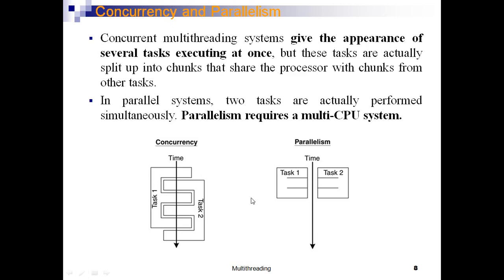But in the case of parallelism, task 1 doesn't have anything to do with task 2. So they will execute parallelly with respect to time. For parallelism, you need to have a multi-CPU system. But in the case of concurrency, on a single CPU also you can achieve a concurrency environment. So this is the difference between concurrency and parallelism.